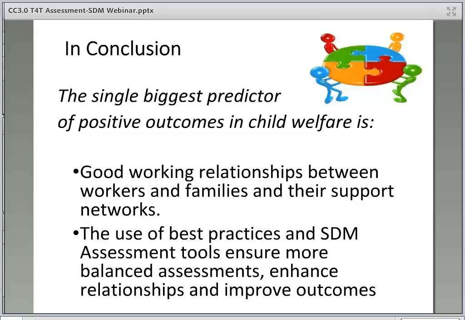When we talk about relationships, we are talking about making sure families understand what is going on, giving them choices, being transparent, saying what we mean, and doing what we say we will do. When we start with this assumption that relationships are key, it causes a shift in how we need to think about assessment.